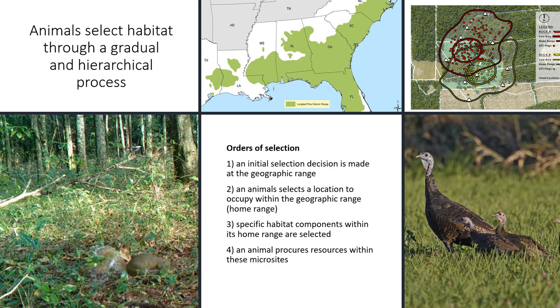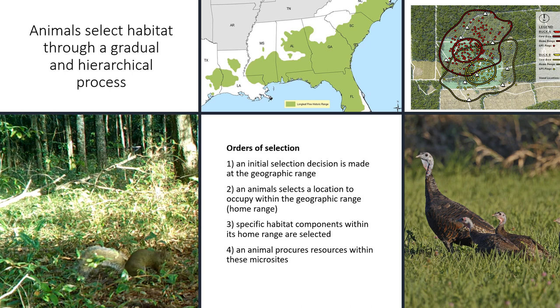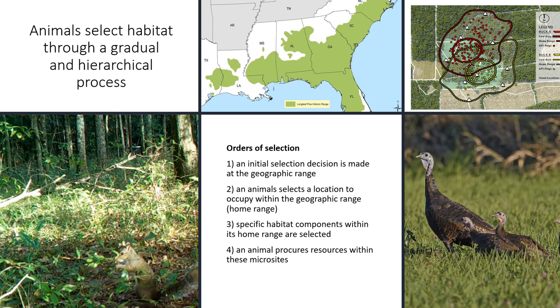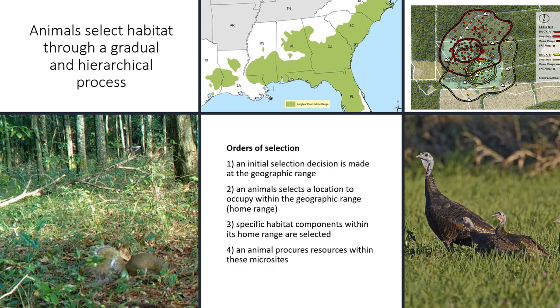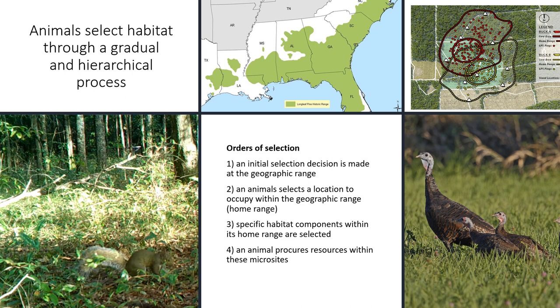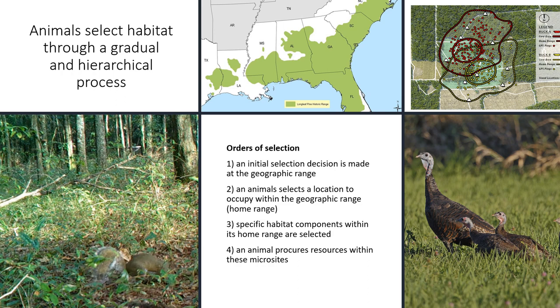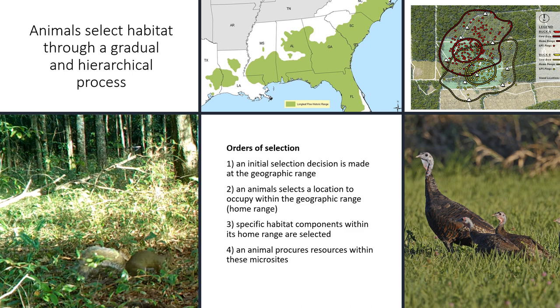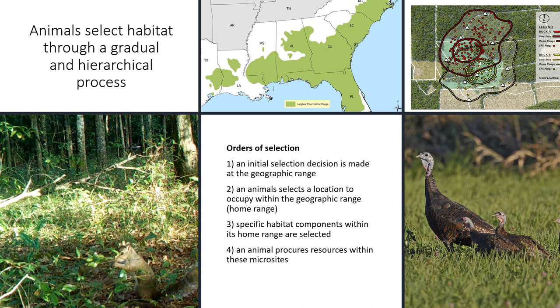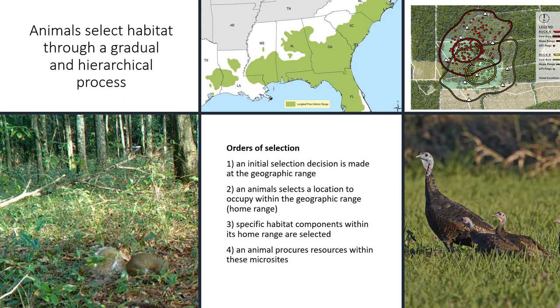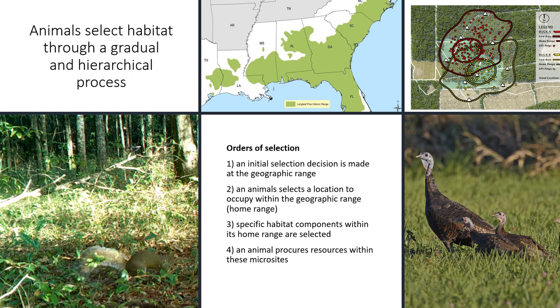The second order of selection is the home range that the animal chooses. So here's an example with some movement data, and we've just calculated a home range based on all the relocations of an animal that's radio tagged. That within its geographic range is the second order of selection. So the geographic range of the species itself is the first order. The selection or establishment of a home range by an animal within a population or species within that geographic range is the second order. You see right here, we have a wild turkey with some poults.